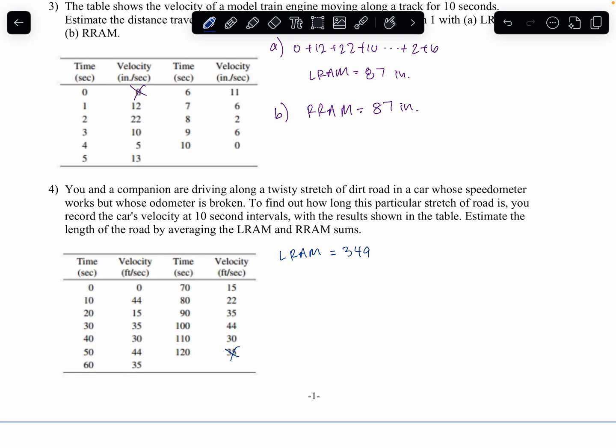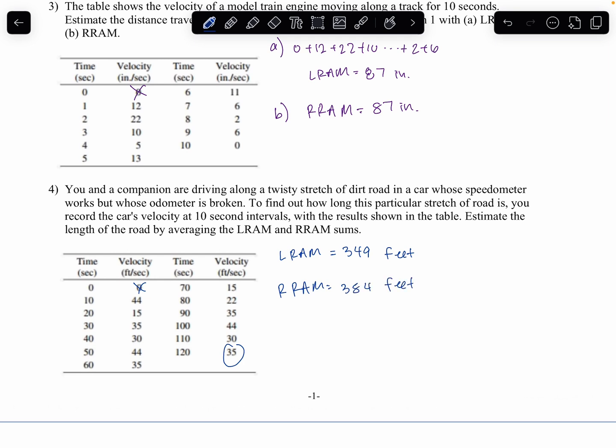349. Yeah, 349 feet. Right? Okay. For RRAM, the only difference here is that I'm going to exclude the furthest most left endpoint and include 35, but the furthest most left was 0. So I think all I have to do is add 35 to that. So that means that we're going to get 384 feet.